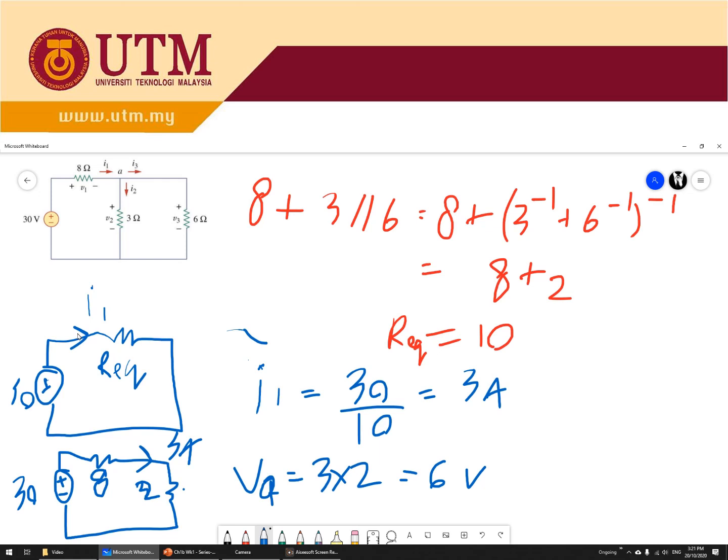After you get 6 volt here, you just use Ohm's law because this one is in parallel. I2 equals 6 divided by 3 equals 2 ampere. I3, you can see here this is 6 ohm, and the voltage is 6 volt divided by 6 ohm equals 1 ampere.